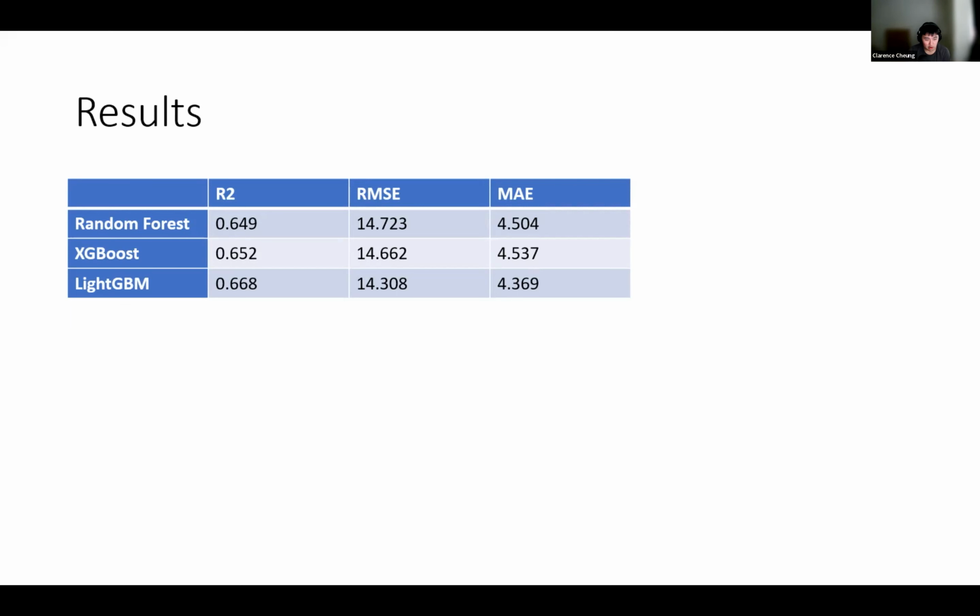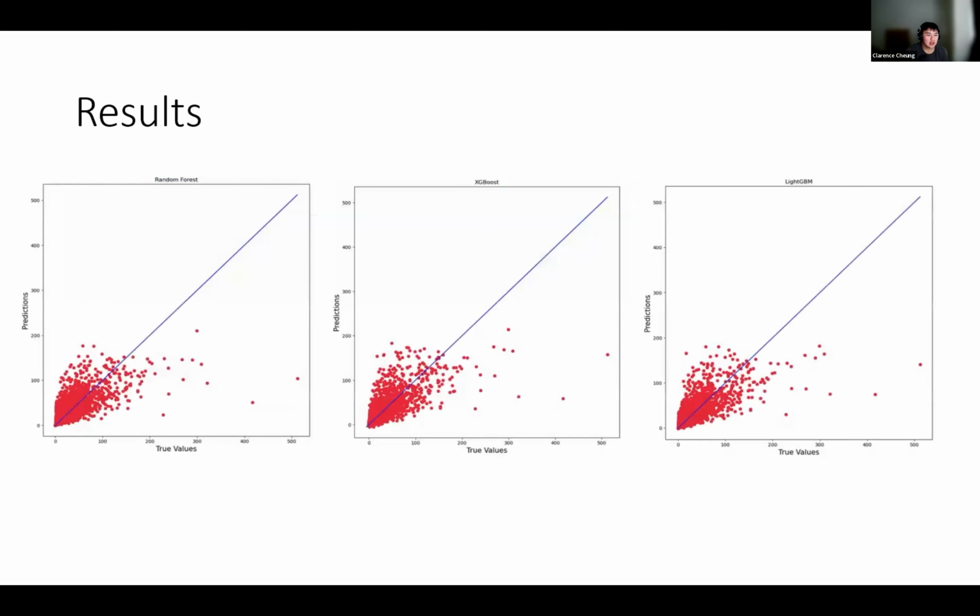The second best was probably XGBoost as well, just because it had a higher R-squared and lower error for RMSE than random forest. Yeah. So I also plotted the predicted versus the true values for all three models.